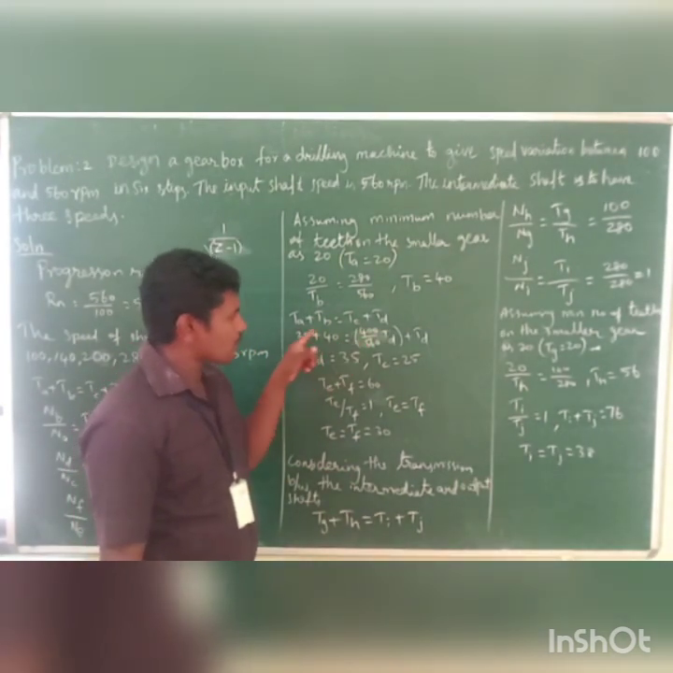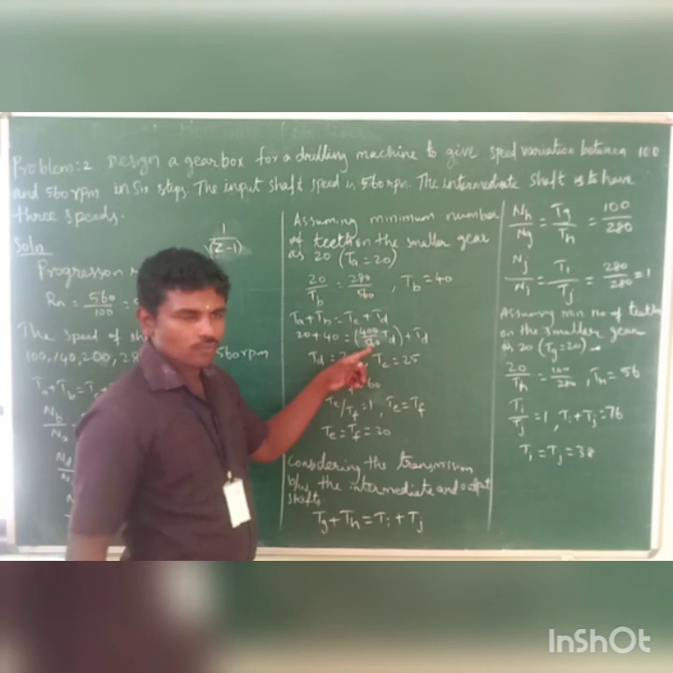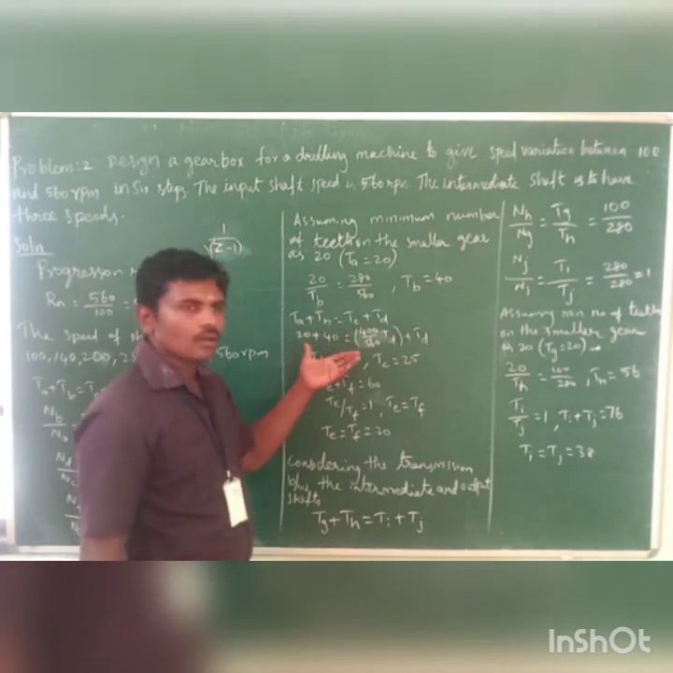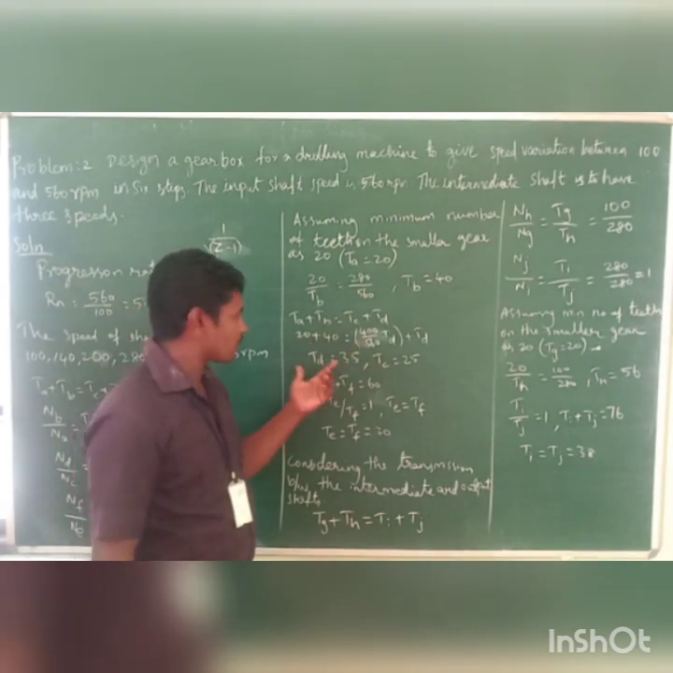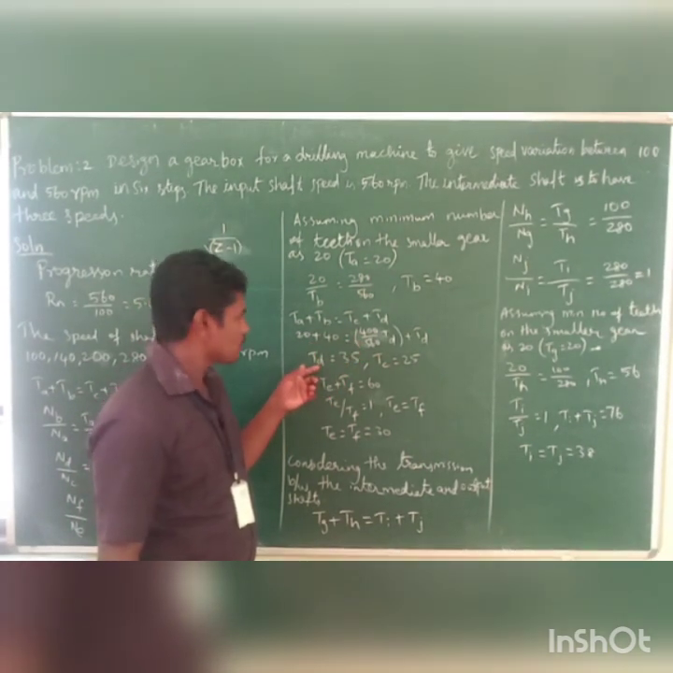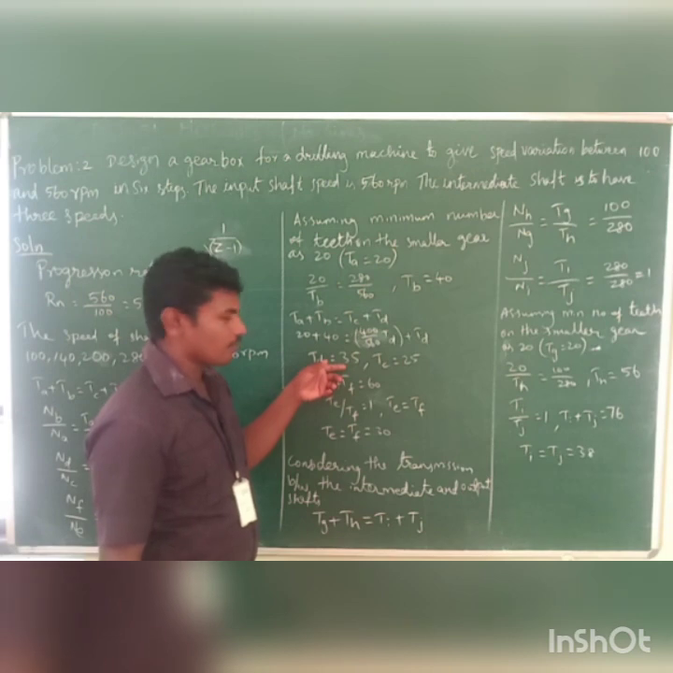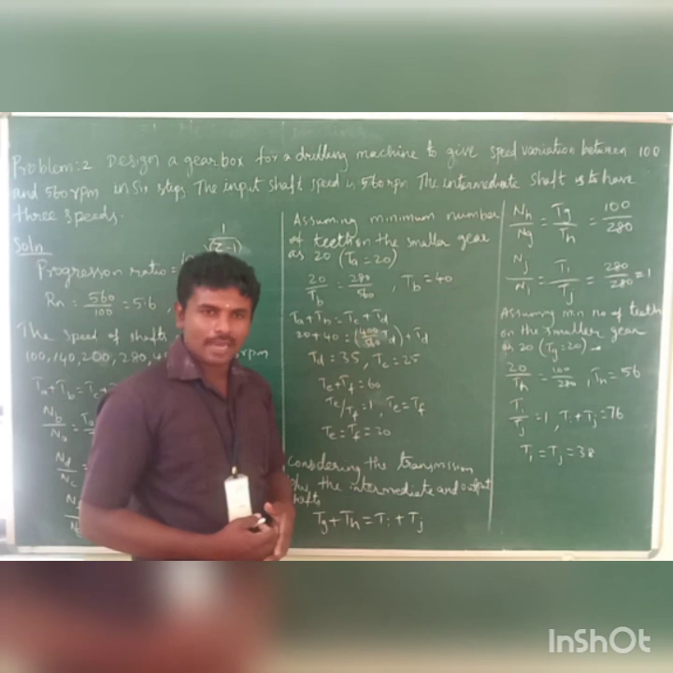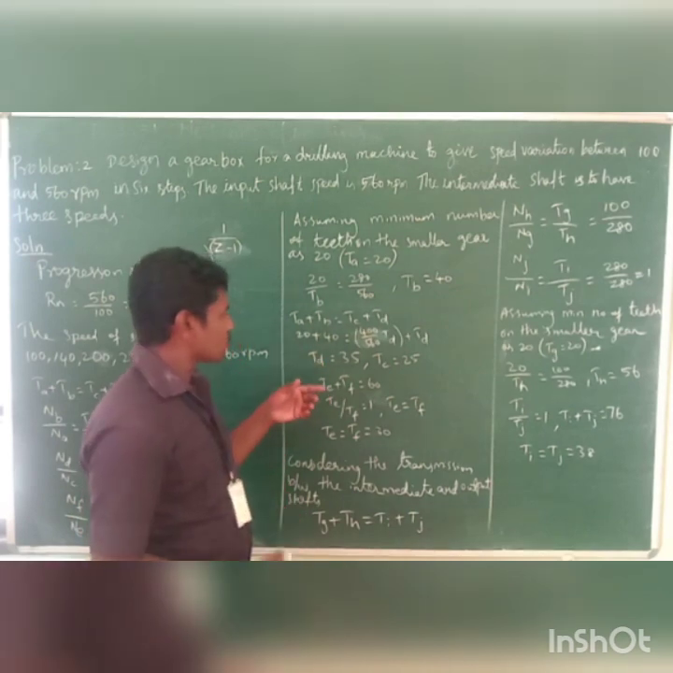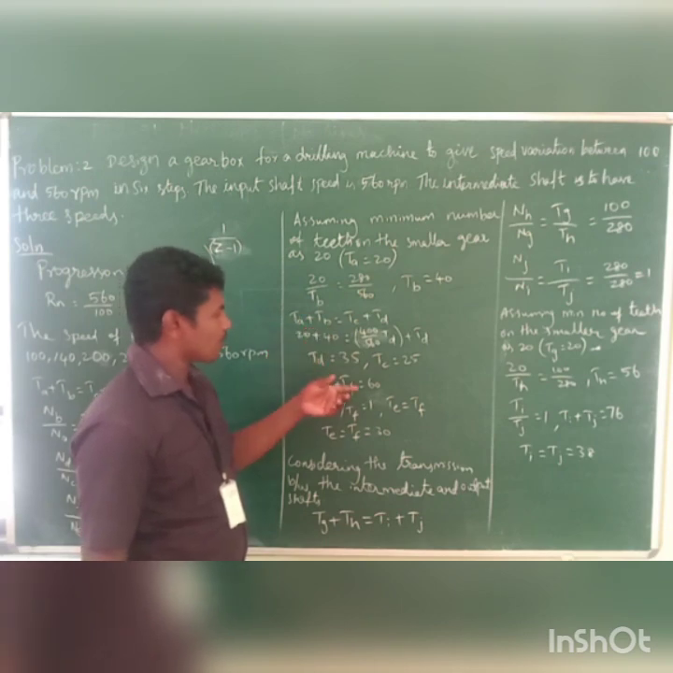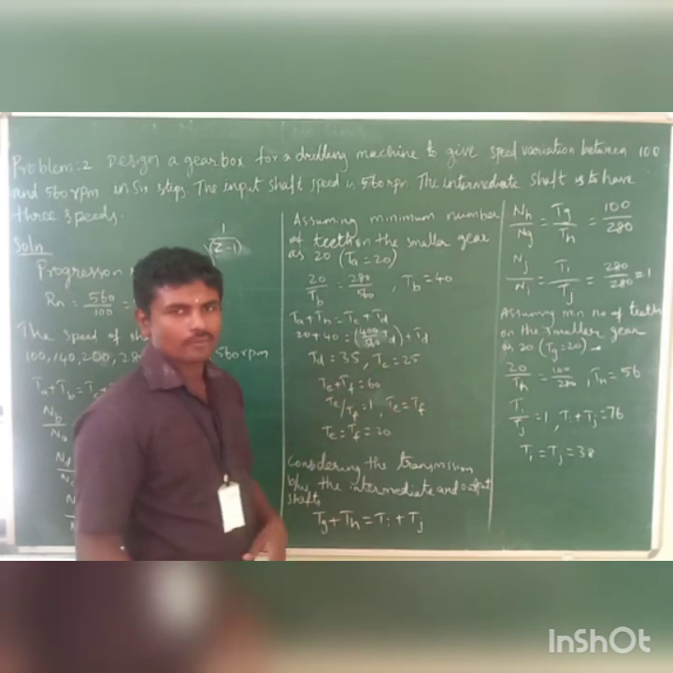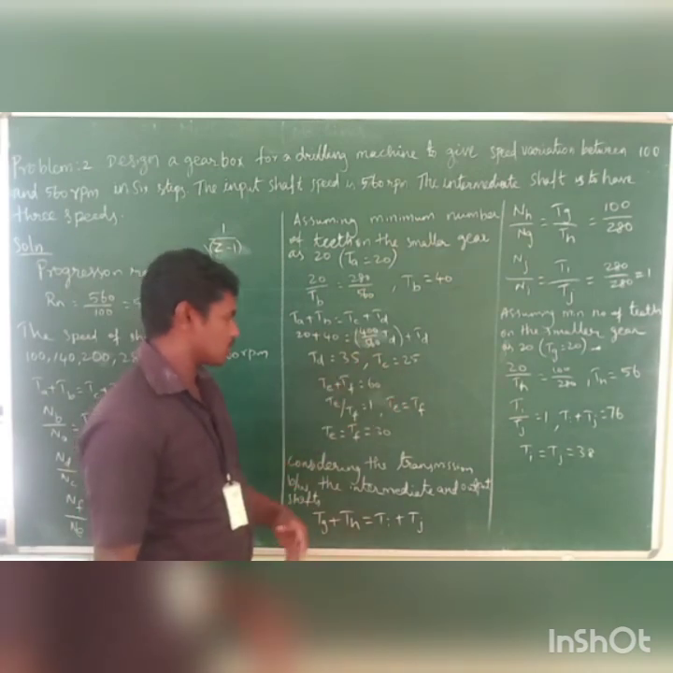With the help of that, I am going to substitute those values here and here, solve the equation and find the value of TD. Find the value of TD first. The value will be 35 teeth. After finding the TD value, I am going to substitute those values in this first relation and find the value of TC. The value will be 25 teeth.